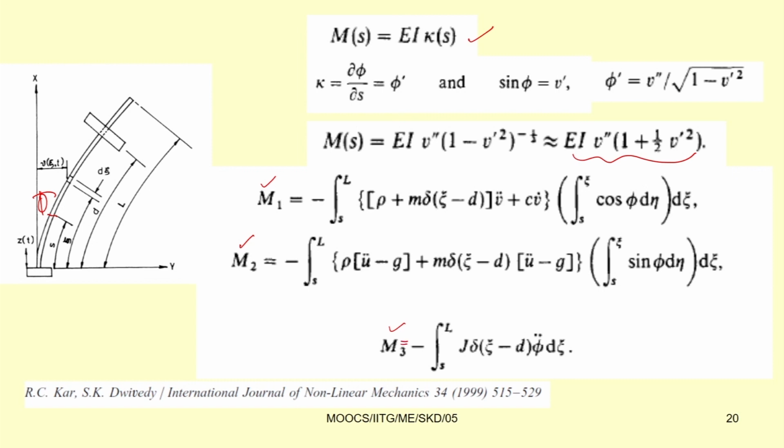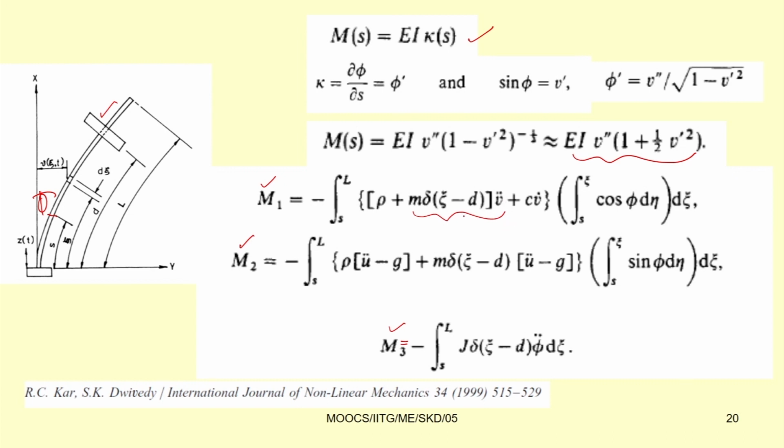So, m1 will be this. So, already we know the force equal to rho v double dot minus rho v double dot. Also for the mass, this for this attached mass m, using the Dirac delta function, it can be written as m delta zeta minus d v double dot, that means when zeta equal to d, this term will equal to 1, otherwise this is equal to 0.